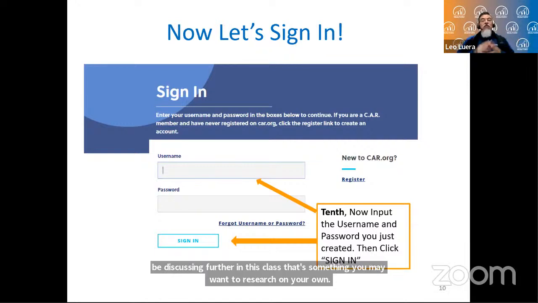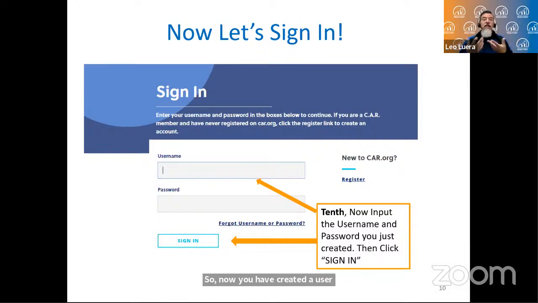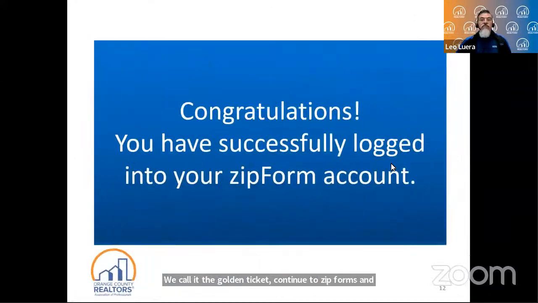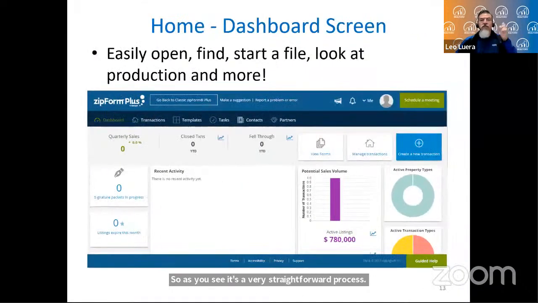So now you have created a username, you have created a password. Now go ahead and log in with that username and password and click sign in. Once you do that, you're going to see something that we call the golden ticket, continue to zipForms. After you do that, you've logged in. As you see, it's a very straightforward process. Just go ahead and follow the steps all the way through.